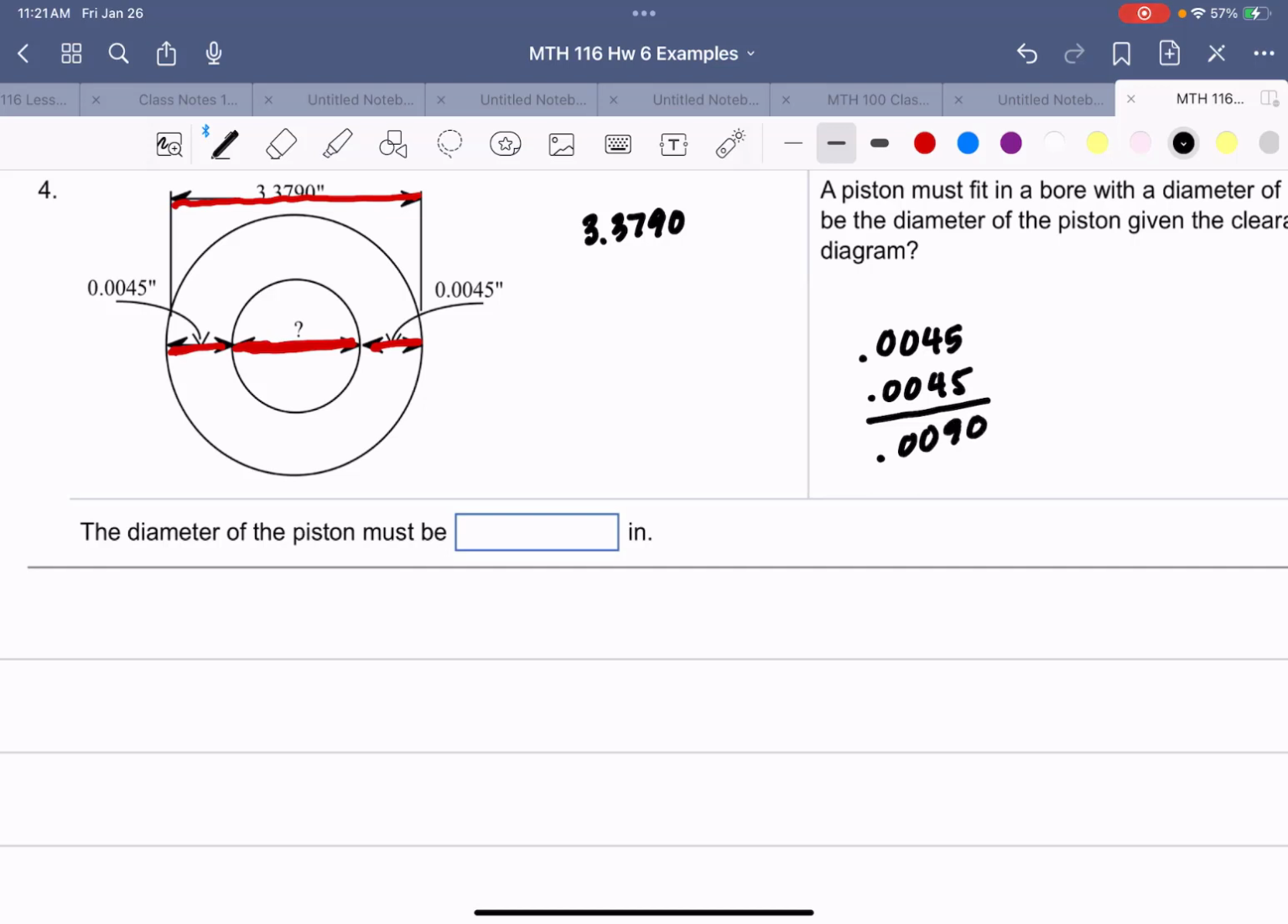0.0090, because 5 and 5 is 10, 0 carry my 1 is a 9. So I'm going to subtract 0.0090. So I get a 0 and a 0, 0.73, 3.37. So if this is exactly 3.37 inches, it should fit into that bore. So that's 3.37 inches.